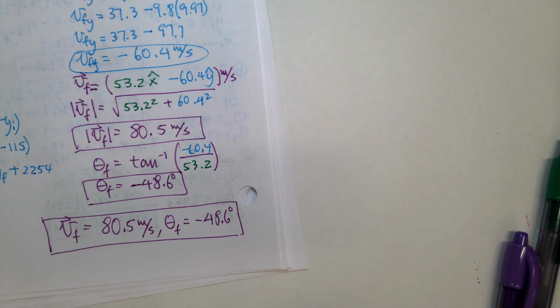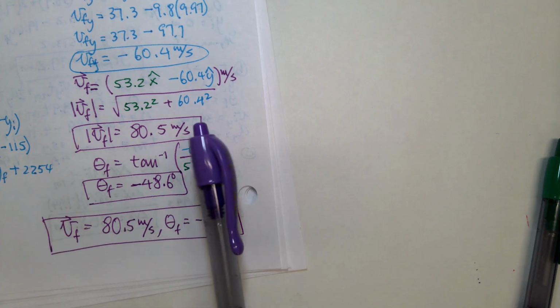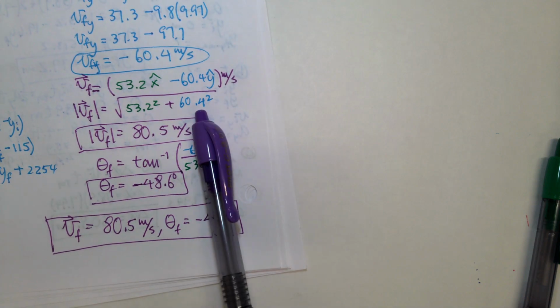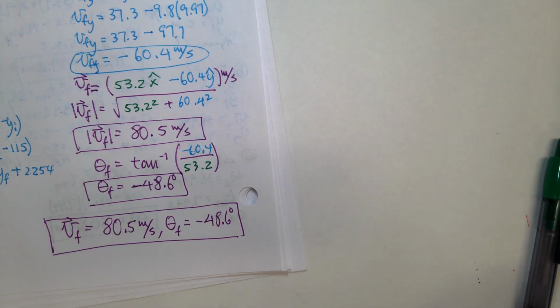All right. Yes? Would the final velocity be negative because it's traveling downward? No, because this is the magnitude. And magnitude cannot be negative because we took the square of each and the square root of it. Therefore, it's always going to stay positive because it represents the numerical value of that velocity. Okay? Any other questions?